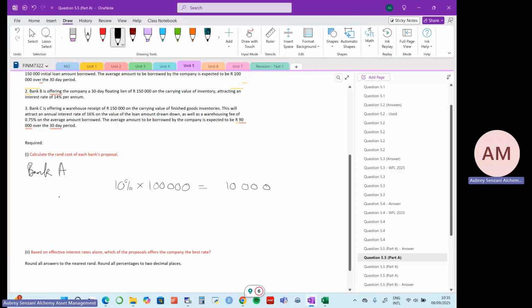Then there's the admin fee. Okay. And what does it say about the admin fee? It says, 0.50% on the 150,000 initial loan amount borrowed. Okay, so here it's on the full 150. So 0. If you will be so kind to calculate that, 150,000. What do we get?